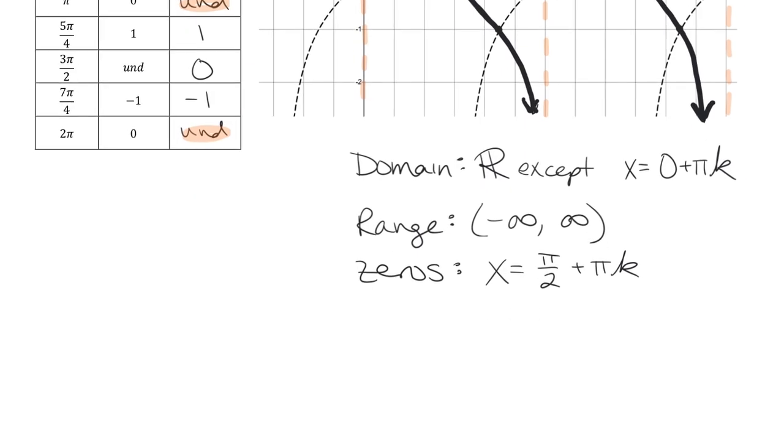This graph does have vertical asymptotes like the other reciprocal function, so we can give it an equation. The vertical asymptotes are at x equal to 0 plus pi k, so at 0 and every repetition of pi after that. 1 pi, 2 pi, 3 pi, 4 pi, on and on.